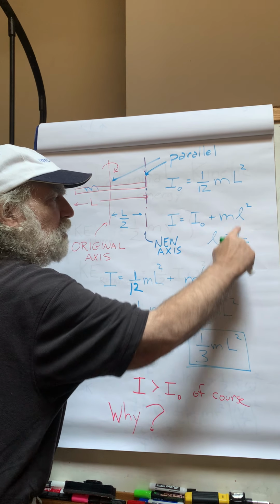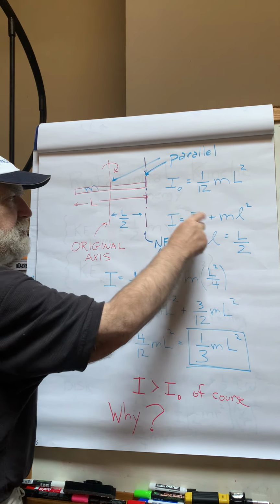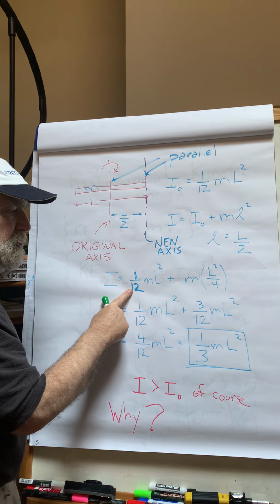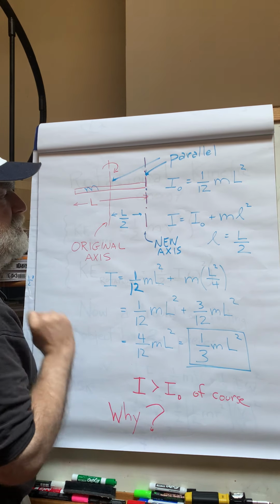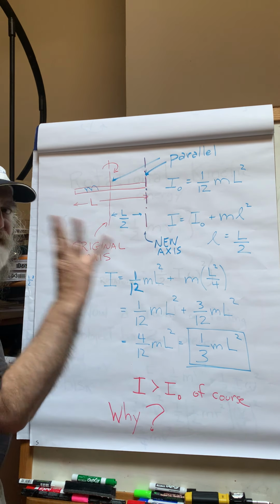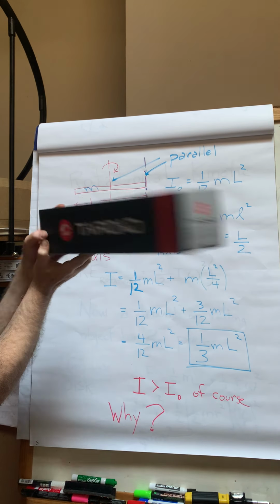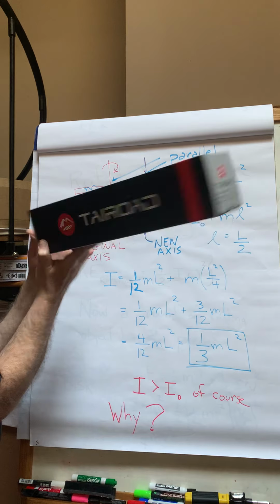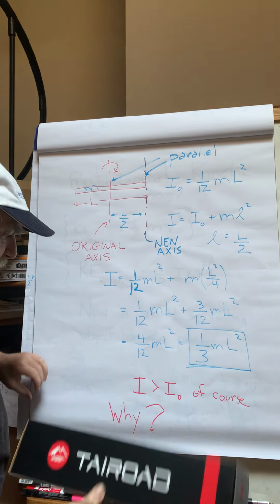So m (L over 2) squared, which is L squared over 4, plus the original moment of inertia gives me my new moment of inertia, which is 1/3 ml squared, not 1/12 ml squared. It's going up by a factor of 4. It's a lot harder to move it around this axis, well, not a lot, it's easy because it's an empty box, right, than it is to rotate it around this axis.